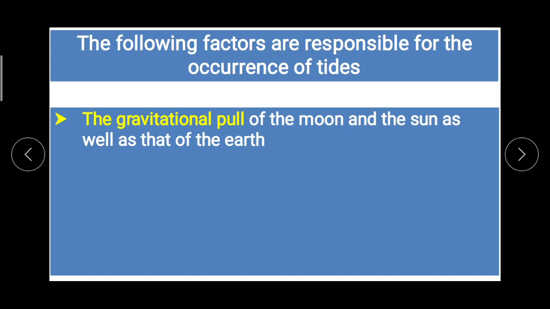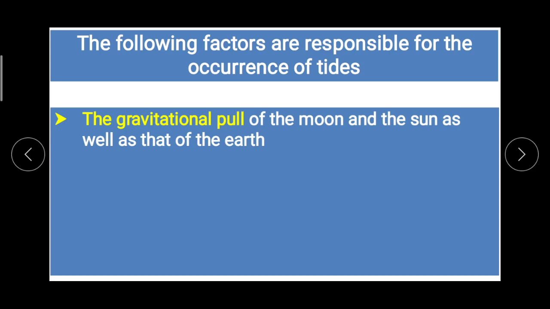And now the factors which are responsible for the occurrence of tides: the gravitational pull of the moon and the sun, as well as that of the earth. It means that the gravitational pull or gravitational force, not only of the moon but also of the sun, as well as that of the earth, the gravitational force of all three is the reason tides are there.